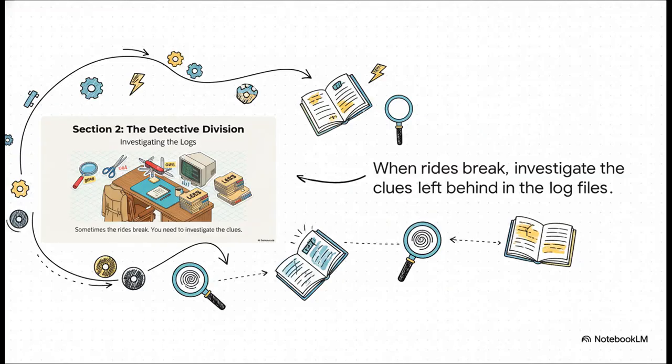See, whenever anything happens in your park, good or bad, a record is kept. Every ride, every system, it's all writing down what it's doing, second by second. These are called log files, and for a detective, oh man, this is where you find the gold. They're like case files, absolutely jam-packed with clues that can tell you the whole story.